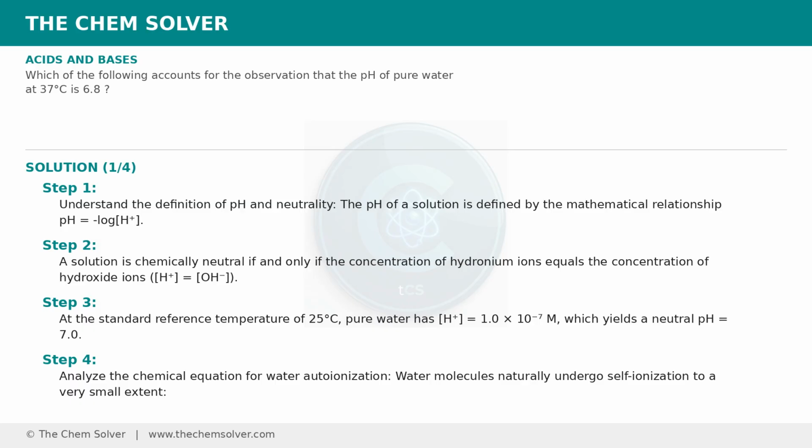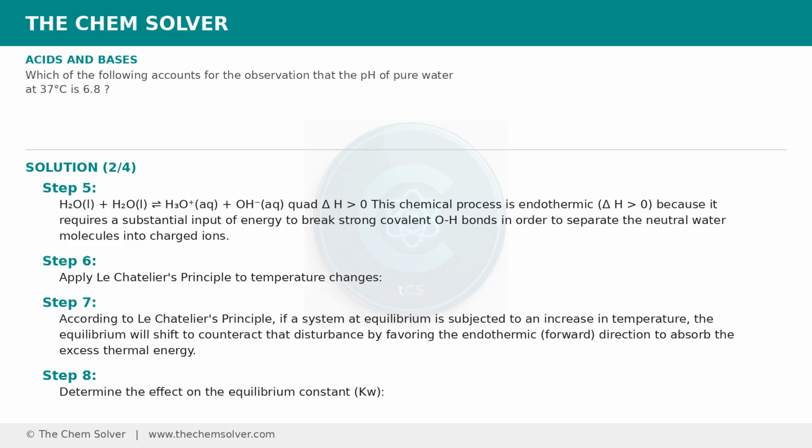Analyze the chemical equation for water autoionization. Water molecules naturally undergo self-ionization to a very small extent. H2O plus H2O is in equilibrium with H3O+ plus OH-, delta H greater than 0. This chemical process is endothermic, delta H greater than 0, because it requires a substantial input of energy to break strong covalent OH bonds in order to separate the neutral water molecules into charged ions.